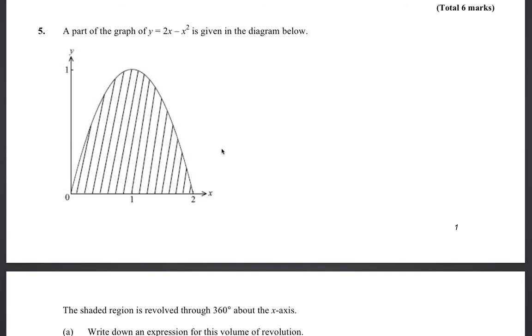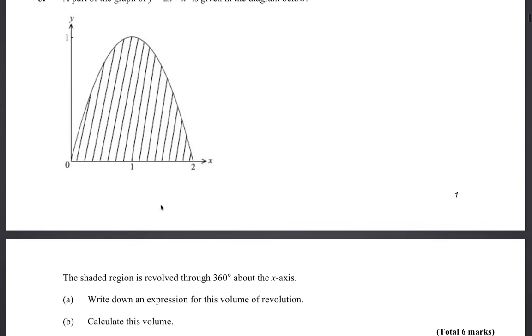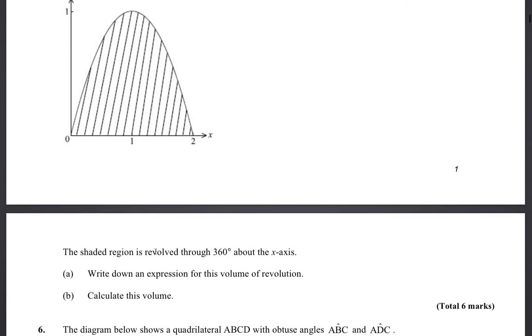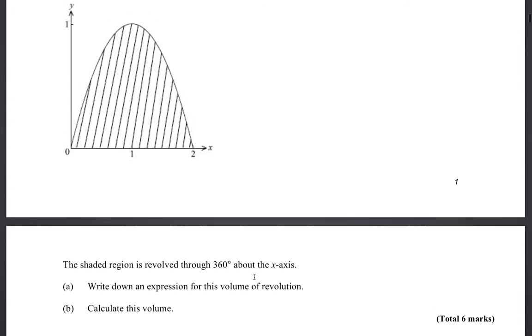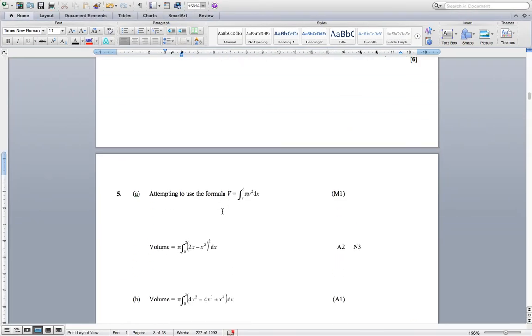A part of the graph of y equal to 2x minus x square is given in the diagram below. You can see here, it's a parabola, and the shaded region, this part, is revolved through 360 degrees above the x-axis. So write down an expression for this volume of revolution. Now that is pretty straightforward.